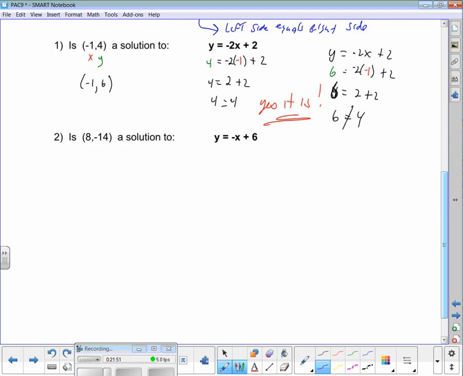So is (8, -14) a solution? Your work should look like my work above. Be orderly. Once you're done, a yes/no answer to this question. If they equal, it's a yes. If they don't equal, it's a no.